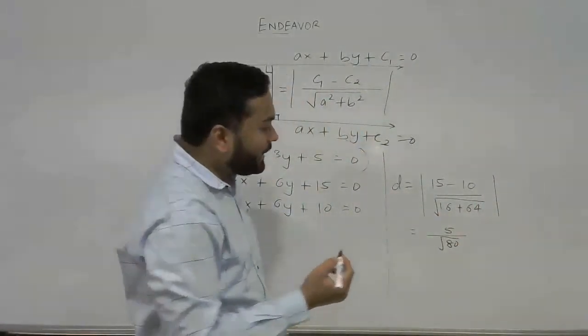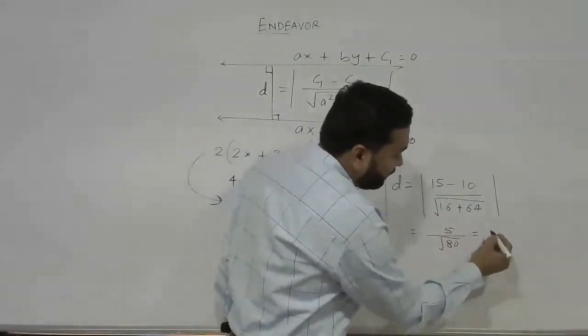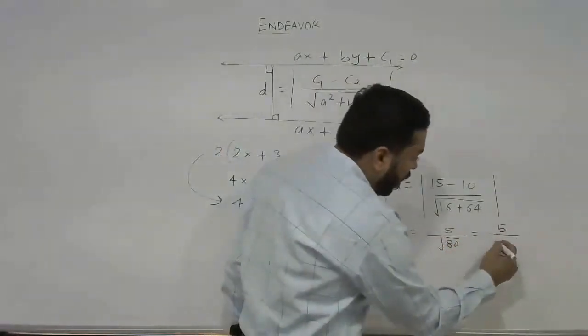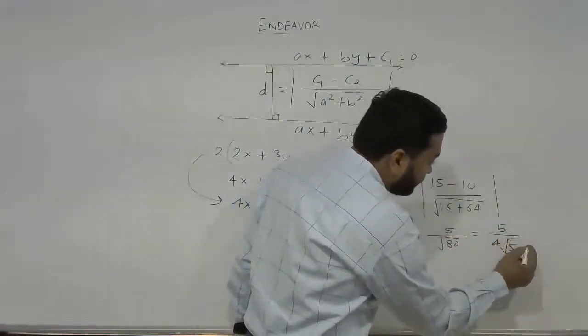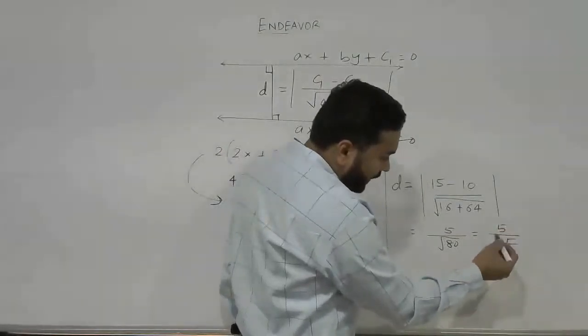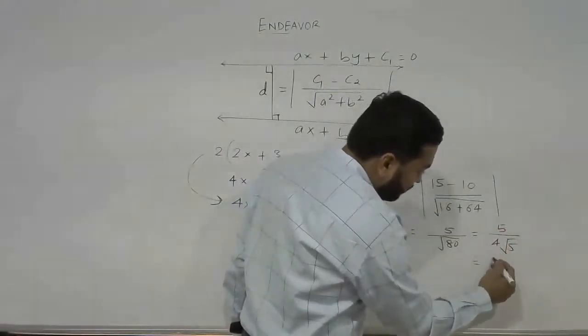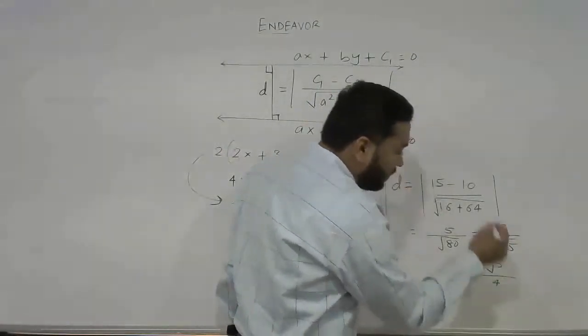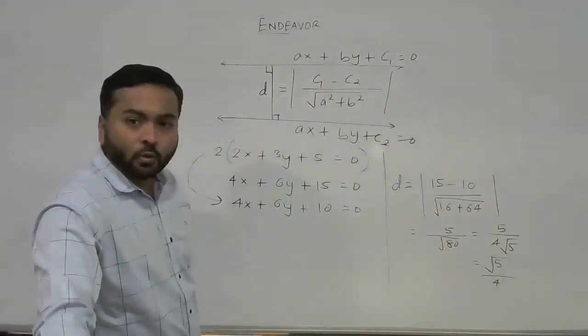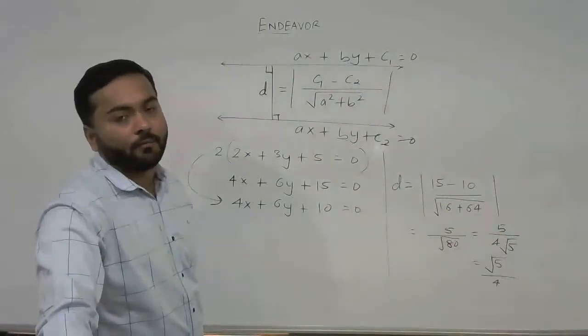Correct? And root 80, you can further simplify this. 80 is 16 fives, I can take 4 common and I can write this as root 5. Now I can further simplify and I can write this as root 5 by 4. So this is the answer in the simplest form. The distance between these two lines will be root 5 by 4.